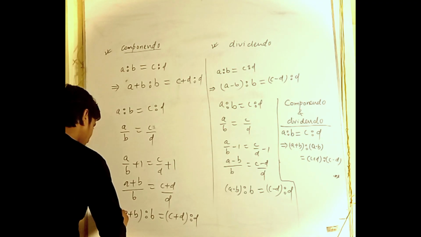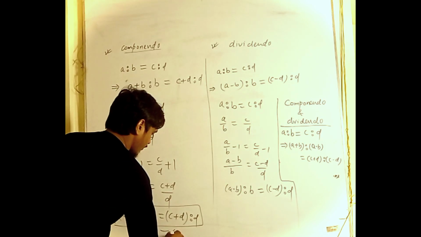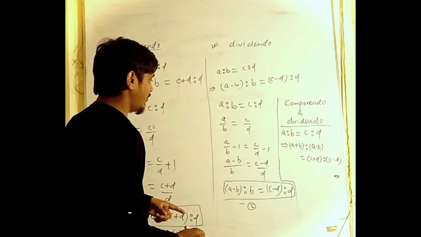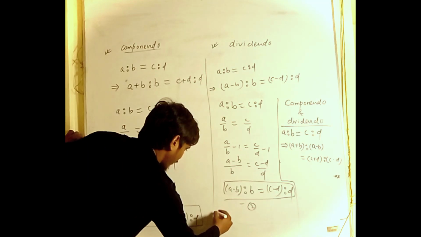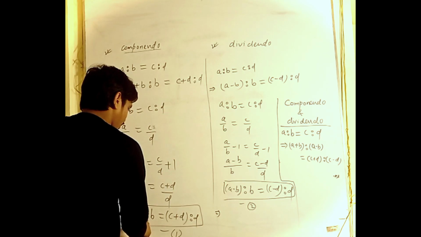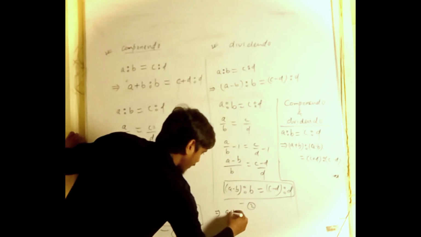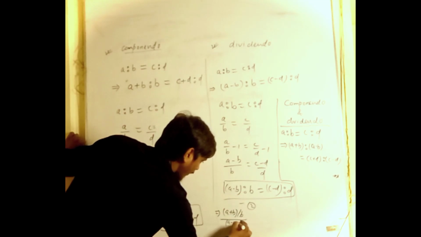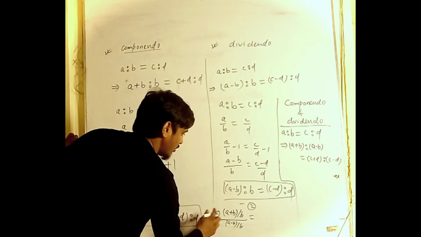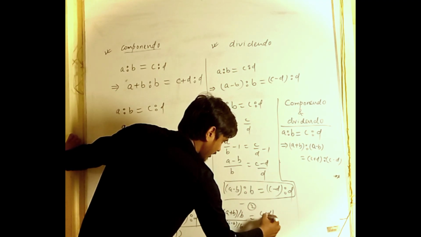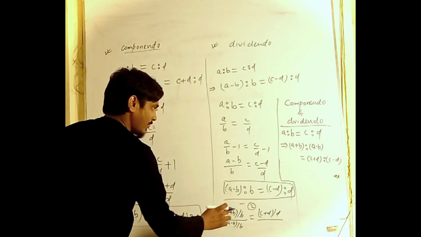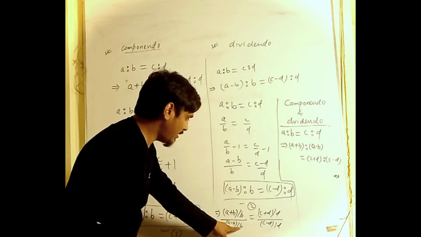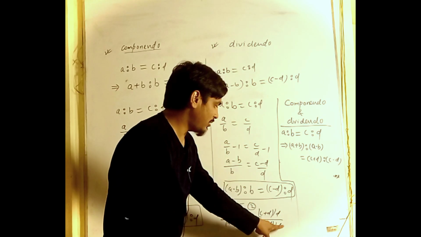So let me mark this as equation 1 and this as equation 2. If we divide 1 by 2, I'm writing over here, we get A plus B over B divided by A minus B over B is equal to C plus D over D divided by C minus D over D. So we can find that this B is going to cancel with this B, and this D is also cancelled by this D.